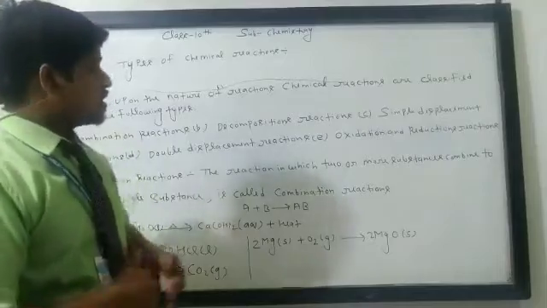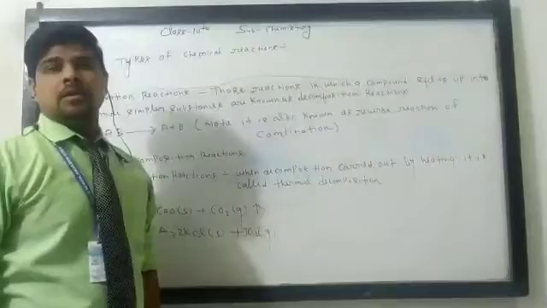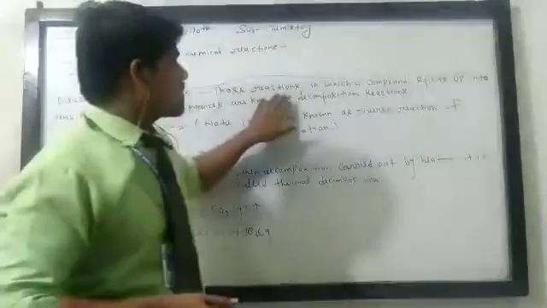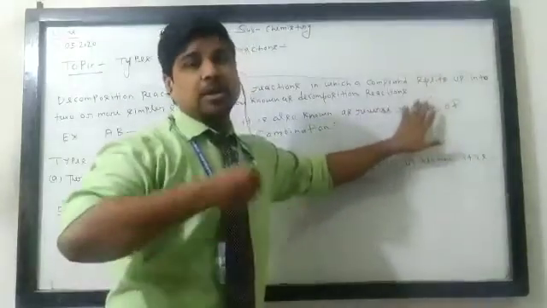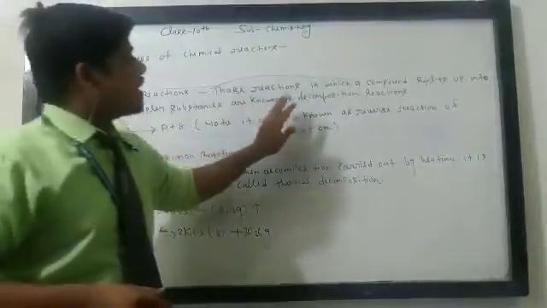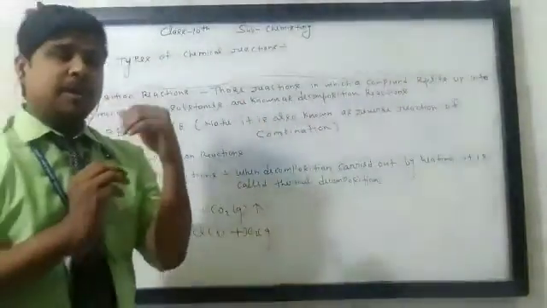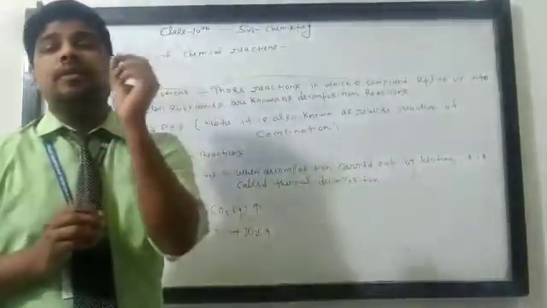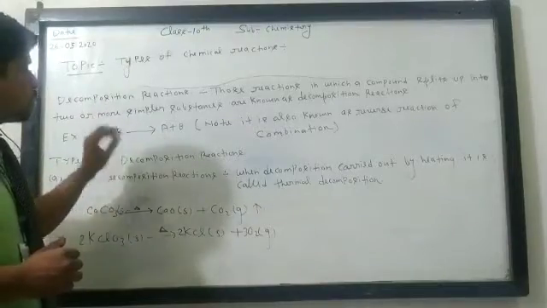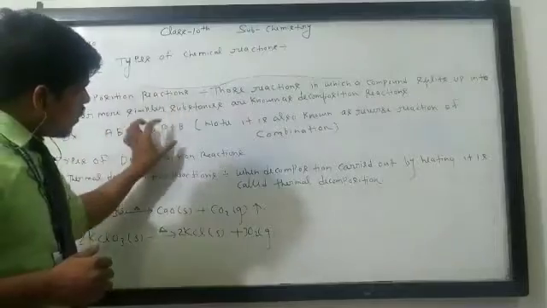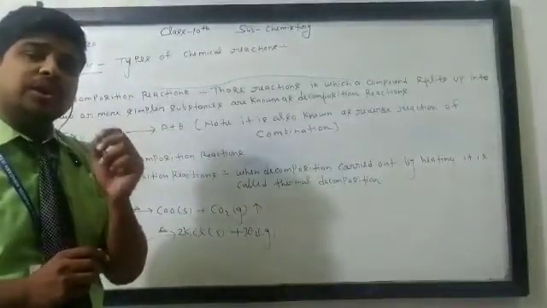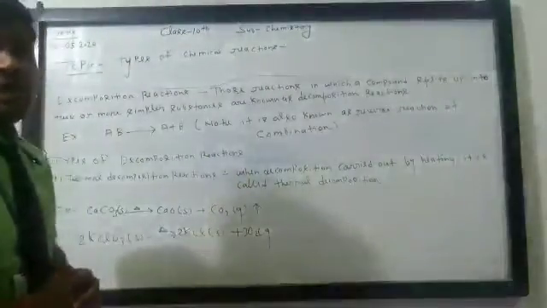Now we will discuss what is decomposition reaction. It is the second type of reaction. A decomposition reaction is one in which a compound splits, splits means breaks down. Those reactions in which a compound splits up into 2 or more simpler substances are known as decomposition reactions. For example, AB is a compound; when it is heated it gives A plus B, breaking down into 2 simpler substances. Decomposition reaction is also known as the reverse reaction of combination. Clear?